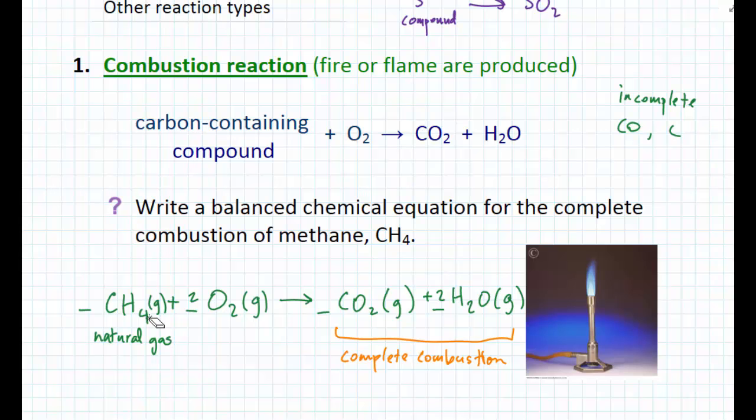So, anybody have questions about combustion? You should be able to write and balance a chemical equation for the combustion of some given compound. Okay? But all it is just your given compound. The other reactant is always O2. If it's a carbon-containing compound, CO2 and H2O are the products. And then it just needs to be balanced. Okay?